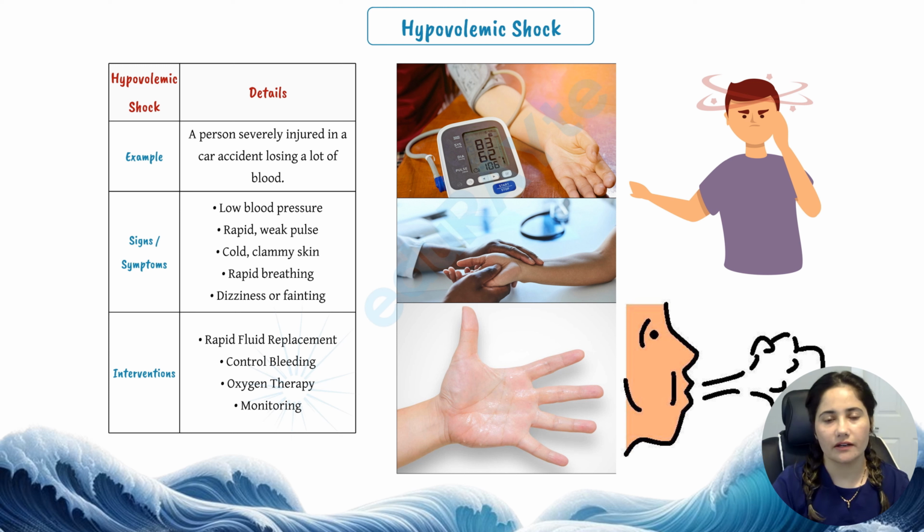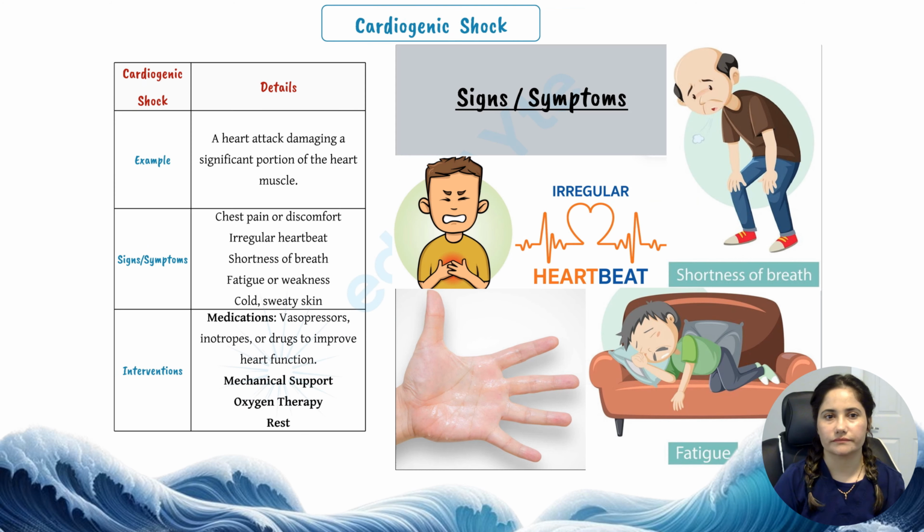Key signs: low blood pressure, a fast but weak pulse, cold and clammy skin, rapid breathing, and dizziness. It's a race against time, and we combat this with rapid fluid replacement, bleeding control, and oxygen therapy. Constant monitoring is crucial.